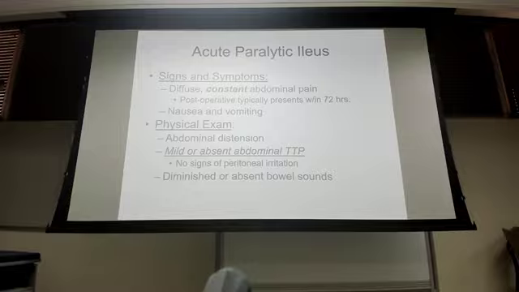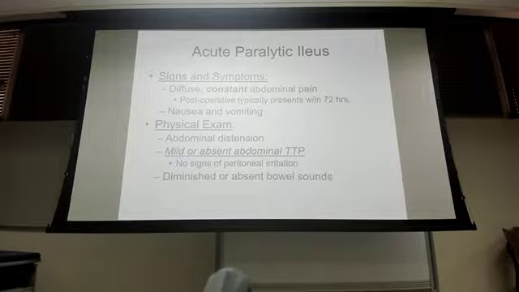What is your key physical exam? You don't hear the bowel sounds, what do you hear? Nothing. Absent bowel sounds. Diminished or absent. I would know that. And they can have some mild tenderness on palpation, but you don't get peritoneal signs. You're not getting that rebound tenderness. You're not getting that muscle guarding.